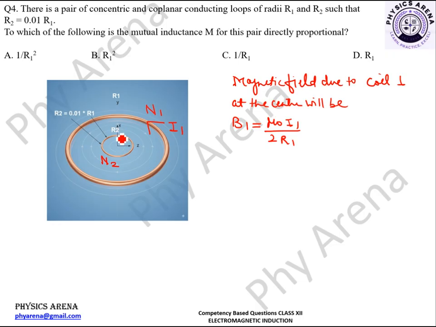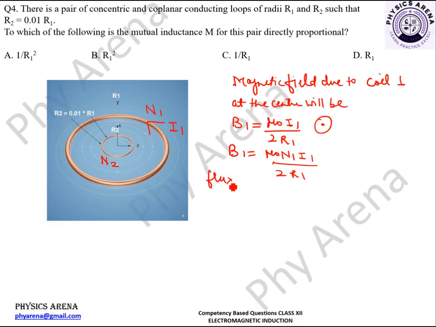The current is in the anti-clockwise direction. Using the right hand thumb rule, the thumb will point in the upward direction, so the magnetic field will be coming out through the inner coil. All these field lines will be passing through it, so we can easily calculate it. Since the number of turns in the outer coil is N1, we multiply this field by N1. So B1 is equal to mu naught N1 I1 divided by 2 R1, where N1 is the number of turns.